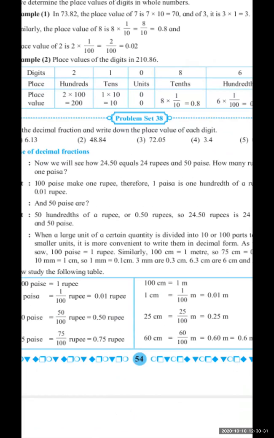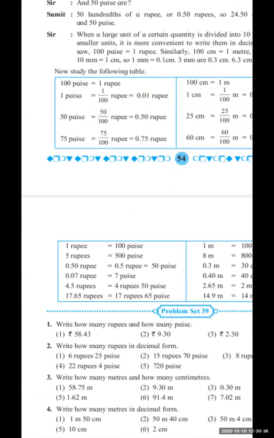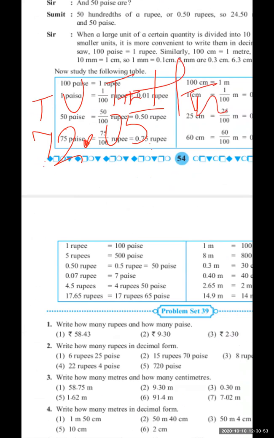72.05. Here I'll tell you: this 2 is on the unit place. This 7 is on the 10th place. Okay, after the decimal point, 0 is there. It is on the 10th place. And this 5 is on the 100th place. Correct? This 5 is on the 100th place.